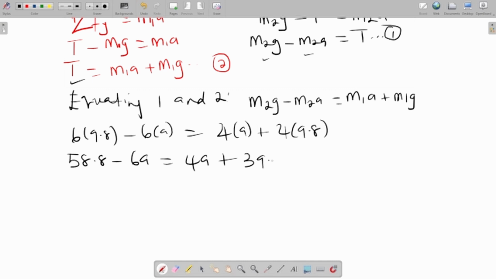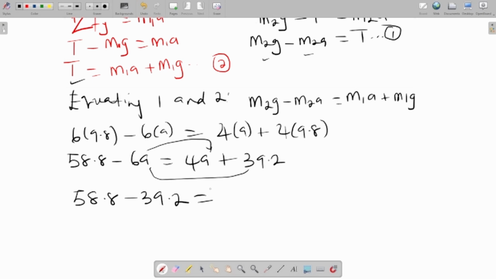Here we have 39.2. Now, what do we do right now? To solve for A, we're going to move the negative 6A to the other side, and we move 39.2 to the other side. Now, let's do that. Here we have 58.8. It's a plus here. If it crosses over to the other side, it becomes a minus.